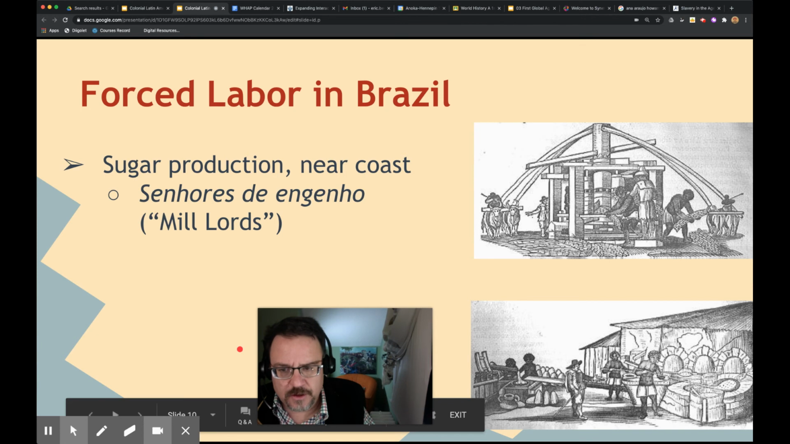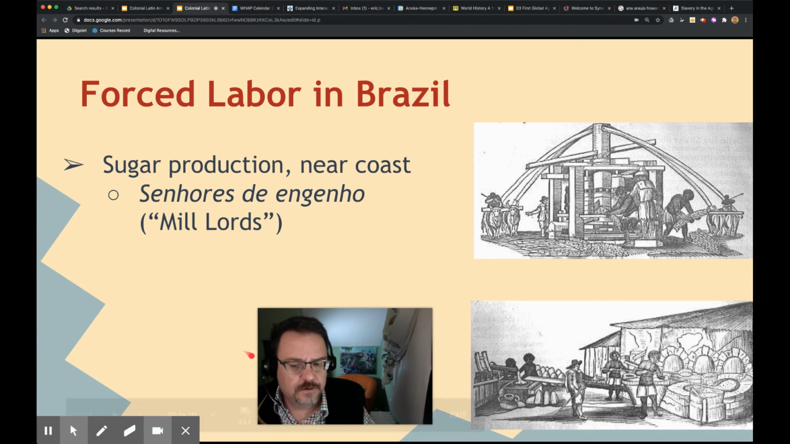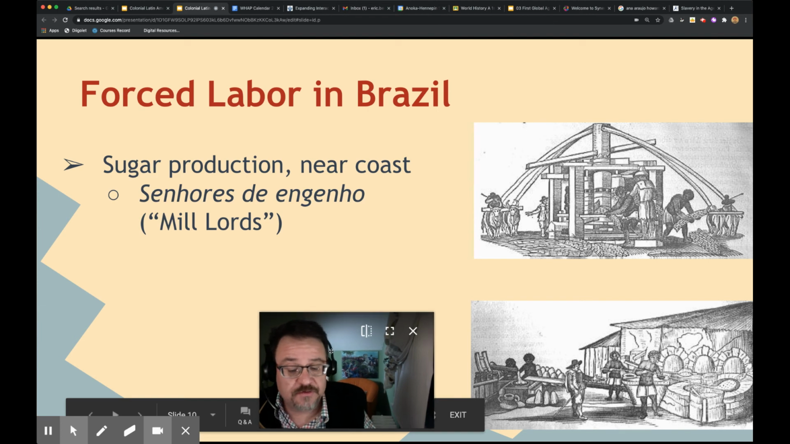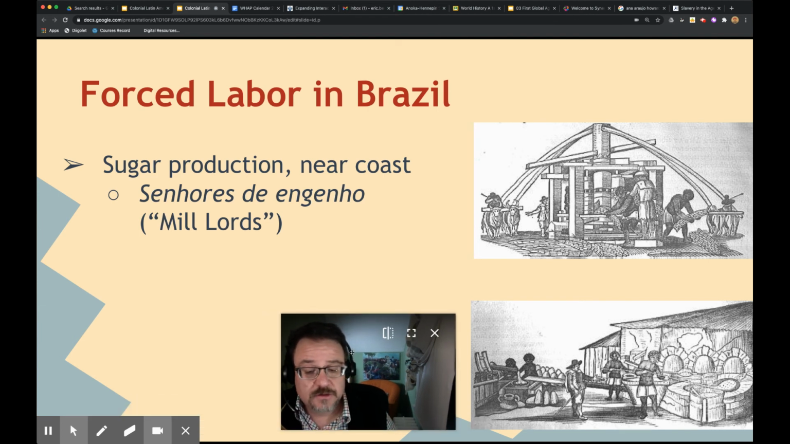So Brazil would be the country where about 40% of enslaved people who were trafficked across the Atlantic Ocean from Africa to the Americas went to Brazil. 40%. About 5% came to what's today the United States. 5 to 10%. Right, closer to 10. But still, so it's like 4 times as many. That was mostly sugar mills.